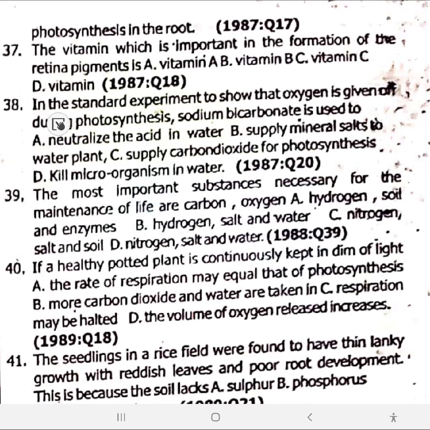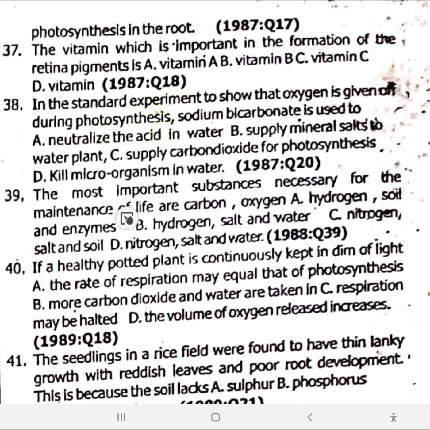38. In the standard experiment to show oxygen is given off during photosynthesis, sodium bicarbonate is used to. Sodium bicarbonate decomposes to produce carbon dioxide, sodium carbonate and water. To absorb carbon dioxide, caustic soda or potash is used.